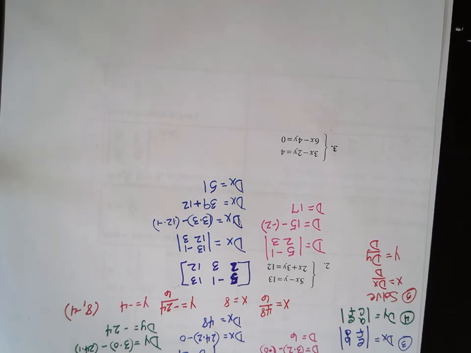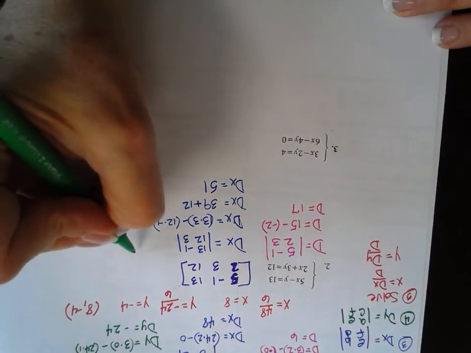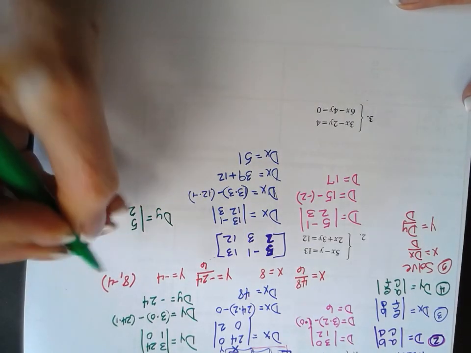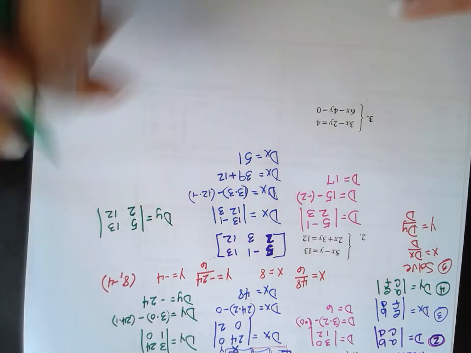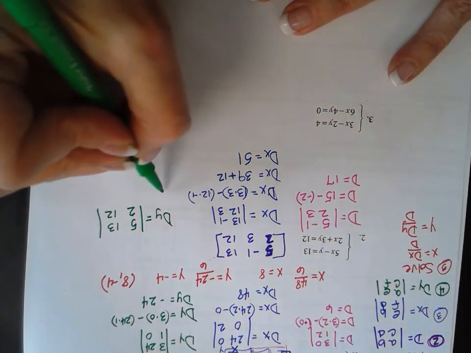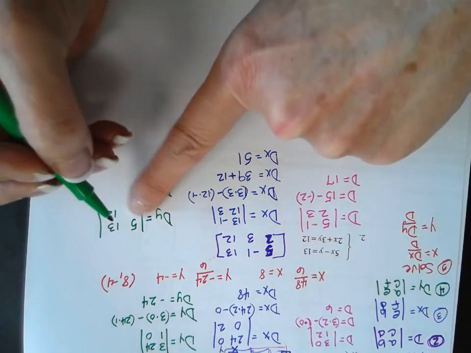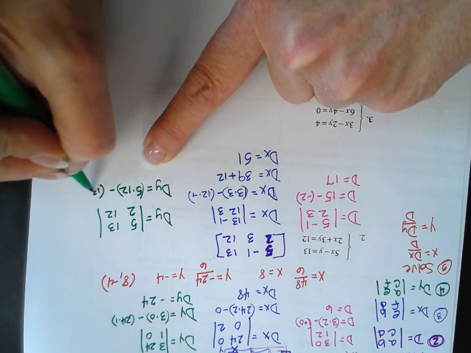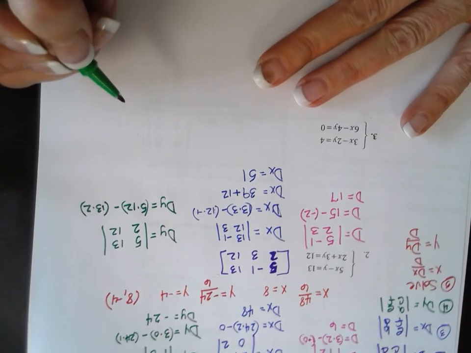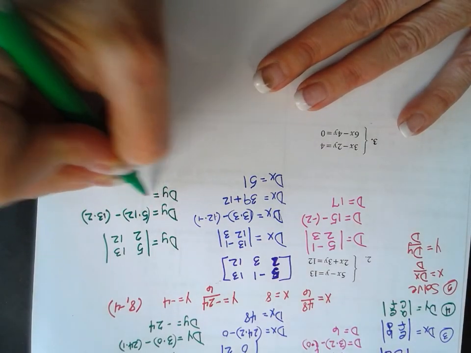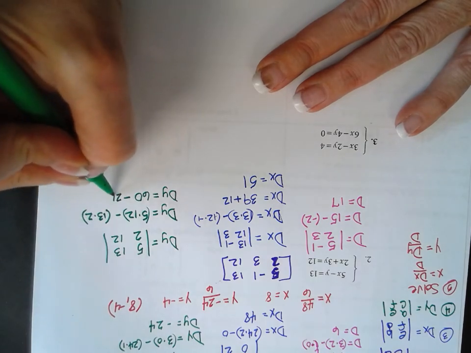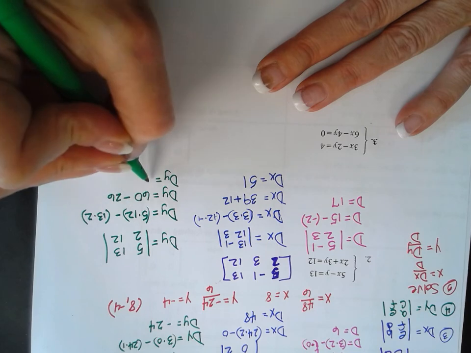All right. The determinant of y. What column am I replacing? The y column. So 5 and 2 stays the same, 13 and 12. So I'm going to get 5 times 12 minus 13 times 2. So I get 60 minus 26. So the determinant of y is 34.